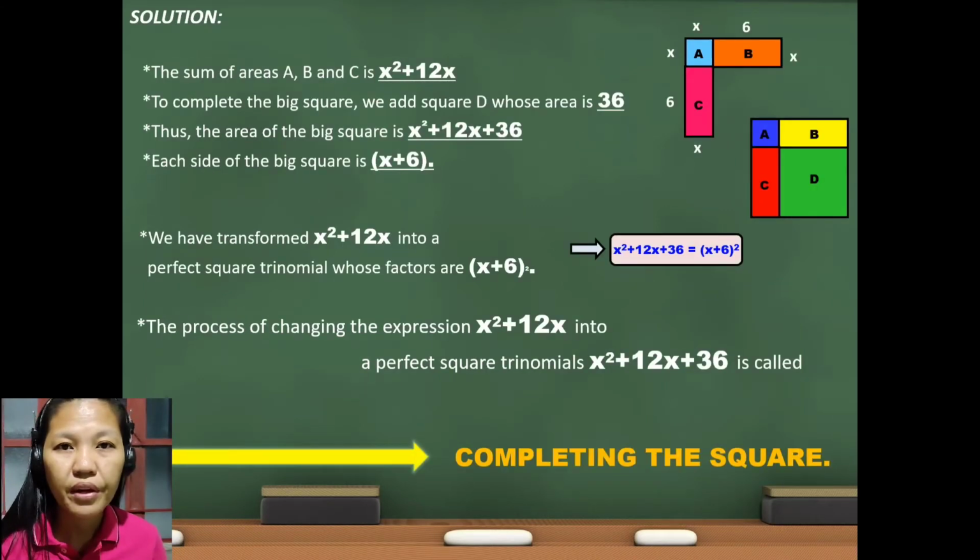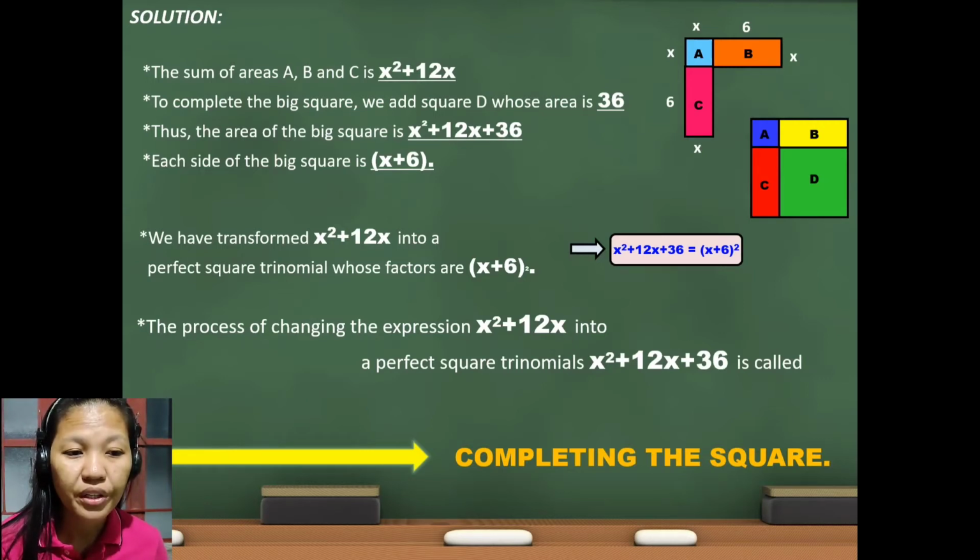Solution. The sum of areas A, B, C is x squared plus 12x. To complete the big square, add square D with its area 36. Therefore, the area of the big square is x squared plus 12x plus 36. Each side of the big square is x plus 6. Transform x squared plus 12x into a perfect square trinomial whose factors are x plus 6. The process of changing the expression into a perfect square trinomial is called completing the square.